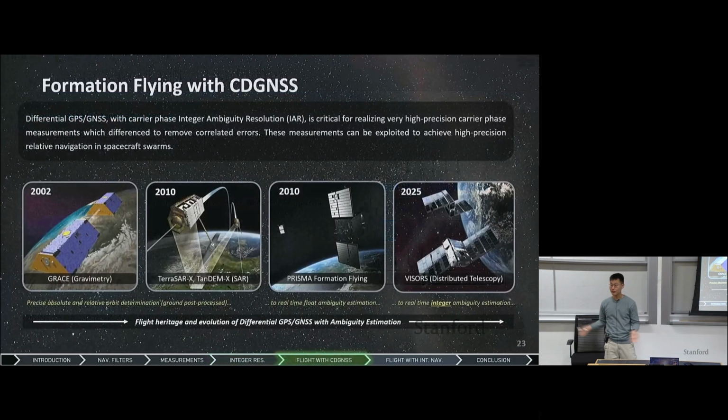Yes, so let's relate all of this material with, am I good on time? Half time, okay, good. Let's relate all of this to 279D stuff, formation flying, different distributed space systems.